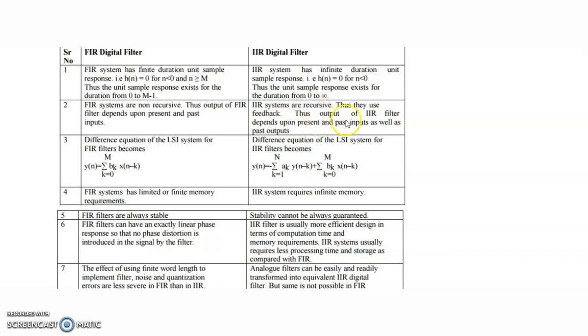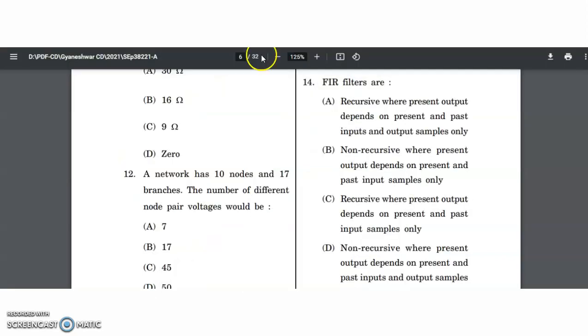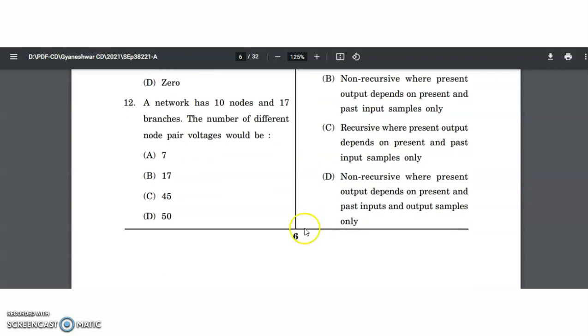Recursive type of filters: the present output depends upon the present and past inputs as well as the outputs. And in non-recursive type of filters, the present output depends upon the present and past inputs only. So based upon these two definitions, you may take which one of A, B, C, D is the correct answer. And a few more questions we'll see in the next session, guys.